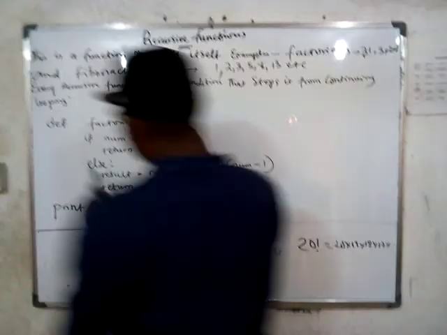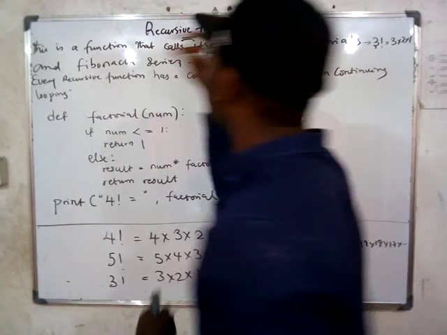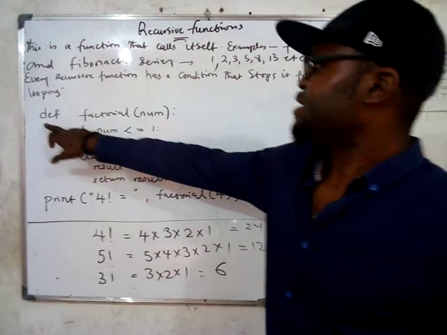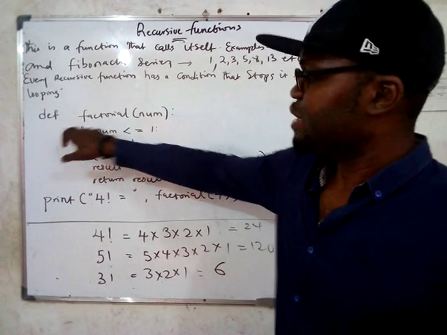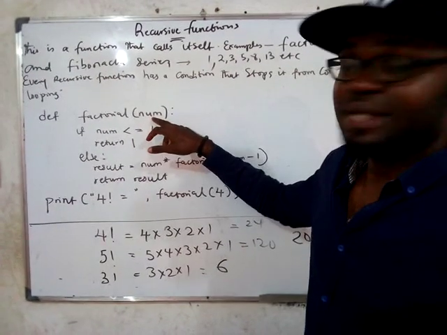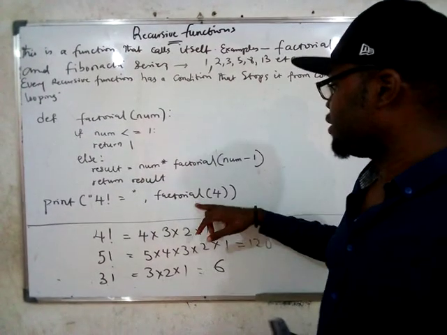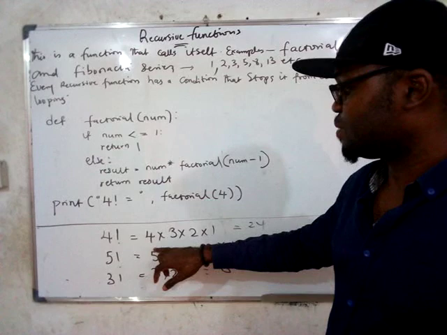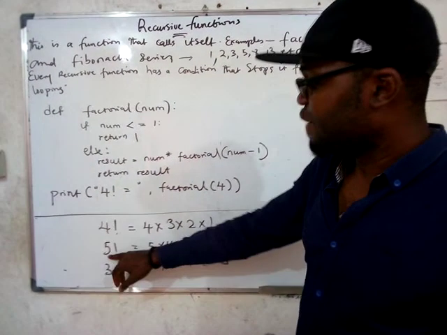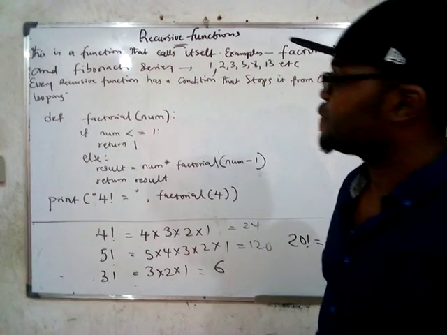So let's look at how we generate a factorial, considering that factorial is a recursive function. Here you have def factorial. This is how you define a function. In brackets you put num, because you want to pass an argument, so that whenever you call this function, you can say factorial 4. That is 4 factorial, which is supposed to be 4 times 3 times 2 times 1. It's supposed to be 24. 5 factorial is supposed to be 5 times 4, and so on. You see, it's reducing and all of them are multiplied together.